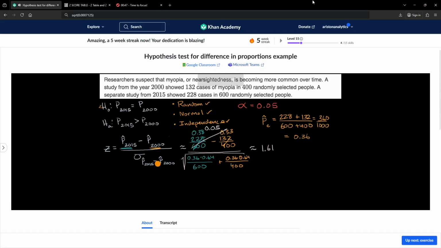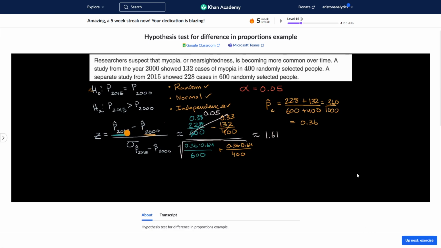And so one way to think about it is the difference that we got between our sample proportions between 2015 and 2000 of 0.05, that is 1.61 standard deviations above the mean of our sampling distribution if we assume that the null hypothesis is true. And so from this we can calculate our p-value. Remember, our p-value is equal to the probability that our z-score is at least that big, greater than or equal to 1.61.